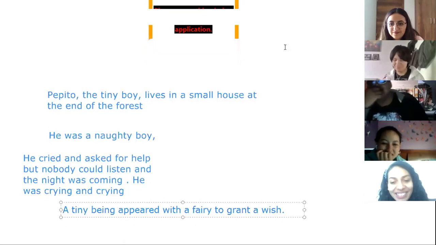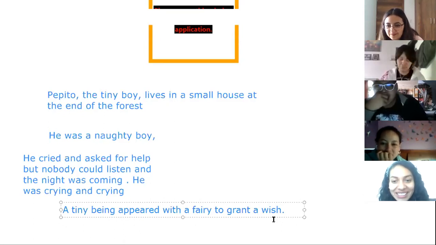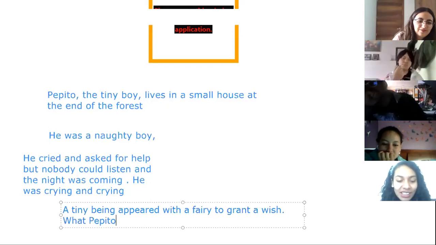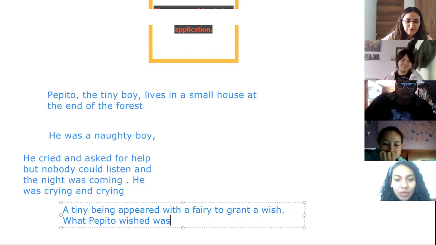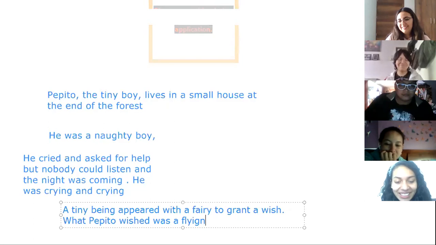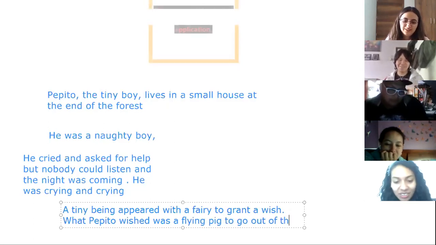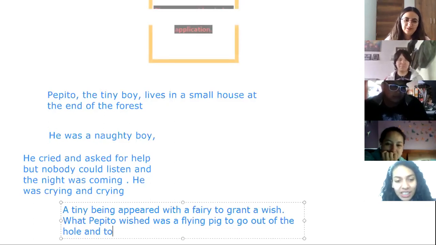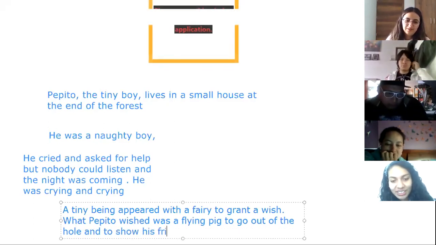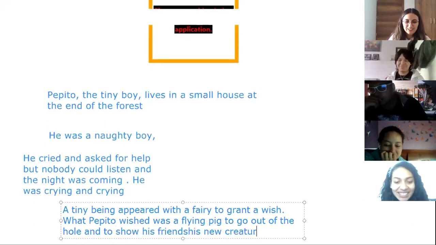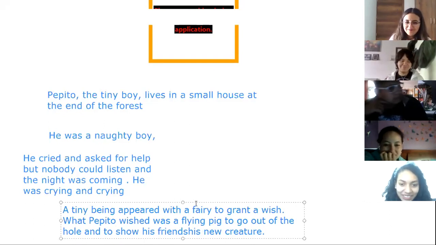Yeah, I have a good idea. A flying pig, it says. So, yeah. What Pepito wished, lo que deseó Pepito, what Pepito wished was a flying pig. Oh my God. A flying pig to go out of the hole, of course, and to show his friends his new creature. Yeah. And this is the story of Pepito. Oh my God, very creative.